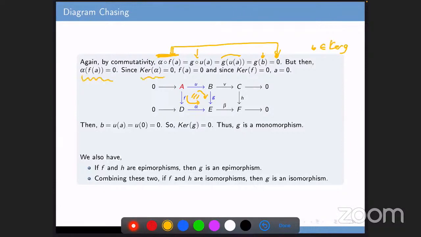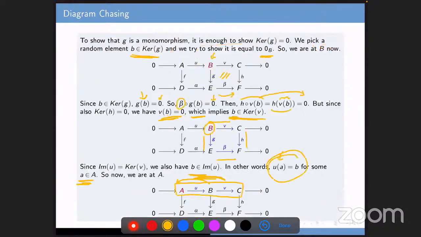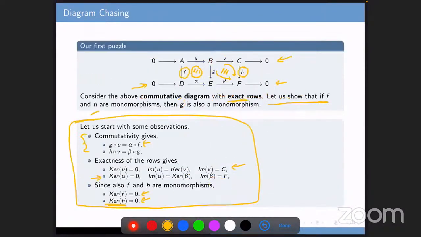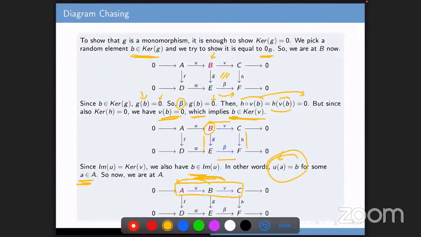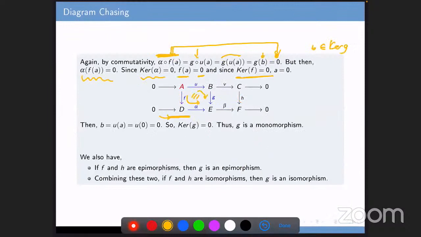Since kernel alpha is 0, how do we know that? From the exactness of this part, right? Kernel alpha is equal to the image of this homomorphism. That's why that is 0. Then this element FA should be 0. And since kernel F is also 0, why? Because here F is a monomorphism, and that's why its kernel is 0. We are using that information. Then this element A has to be 0.